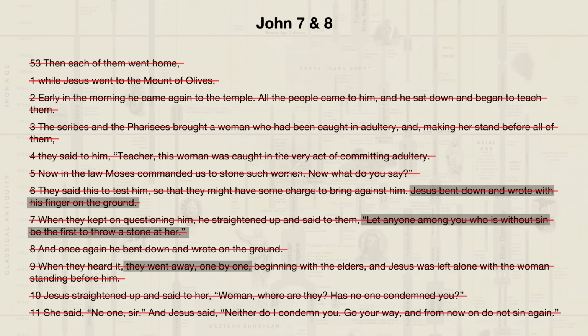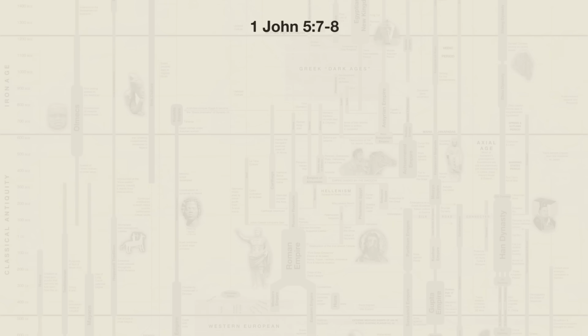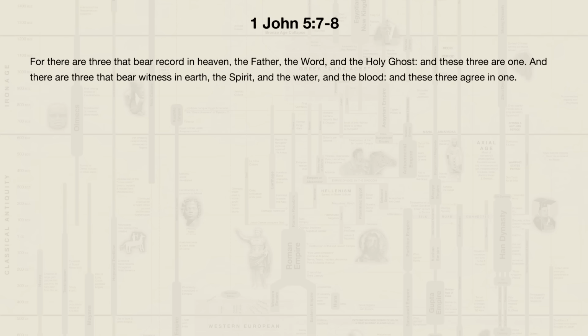Finally, there's the Johannine comma in 1 John chapter 5, verses 7 and 8. Let me read these to you in the King James, which is based on the Textus Receptus. "For there are three that bear record in heaven, the Father, the Word, and the Holy Ghost. And these three are one. And there are three that bear witness in earth, the Spirit, and the water, and the blood. And these three agree in one."